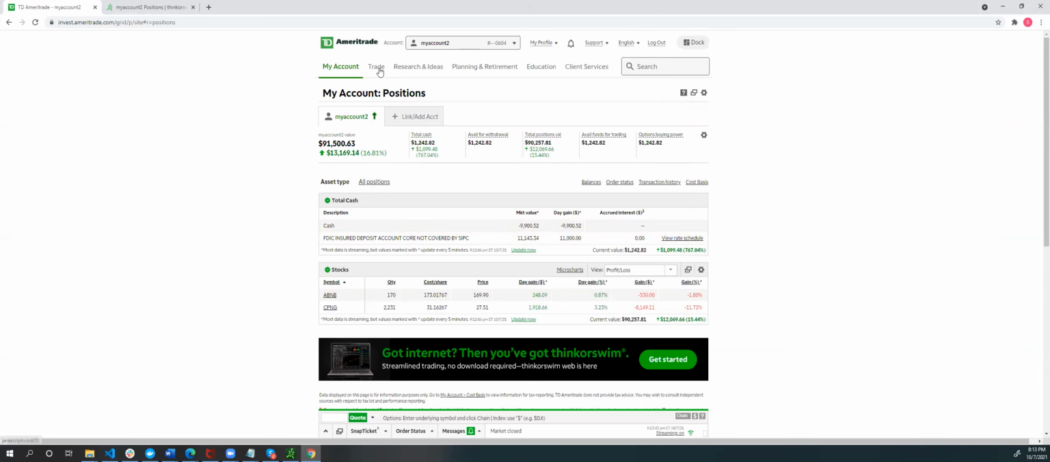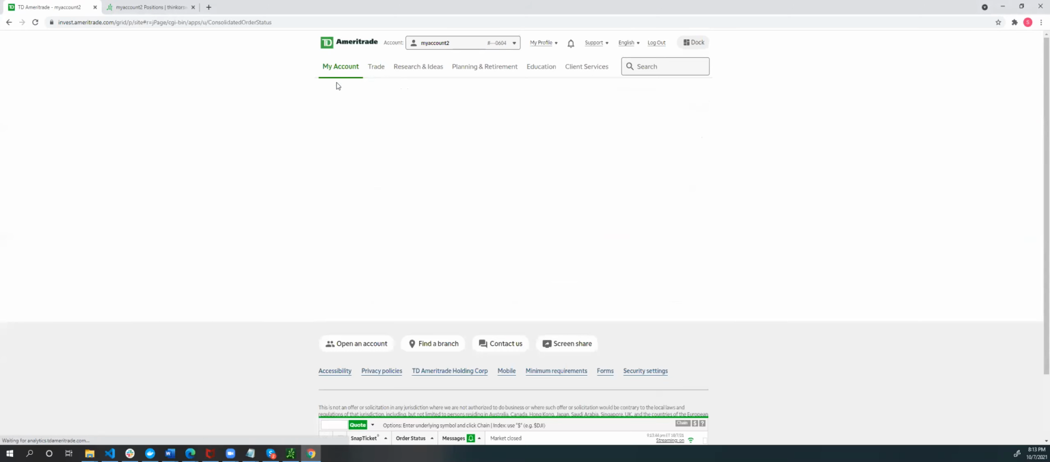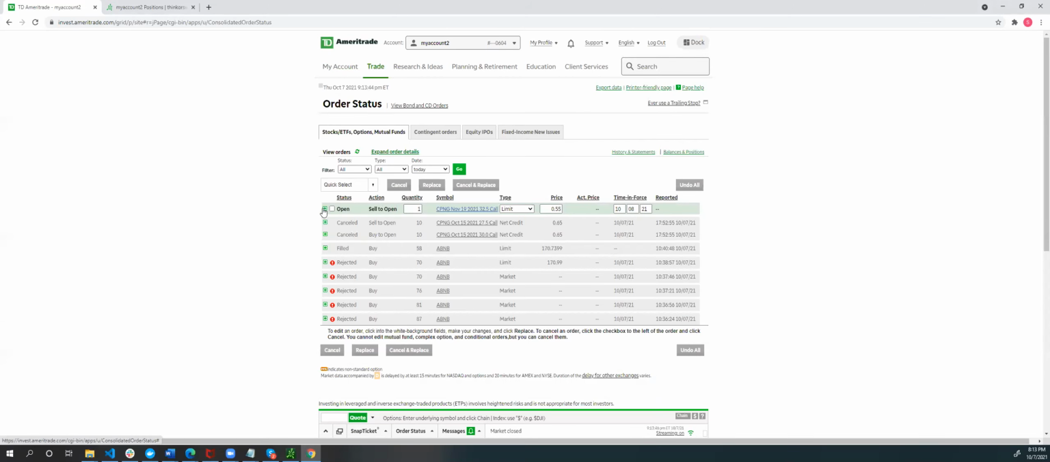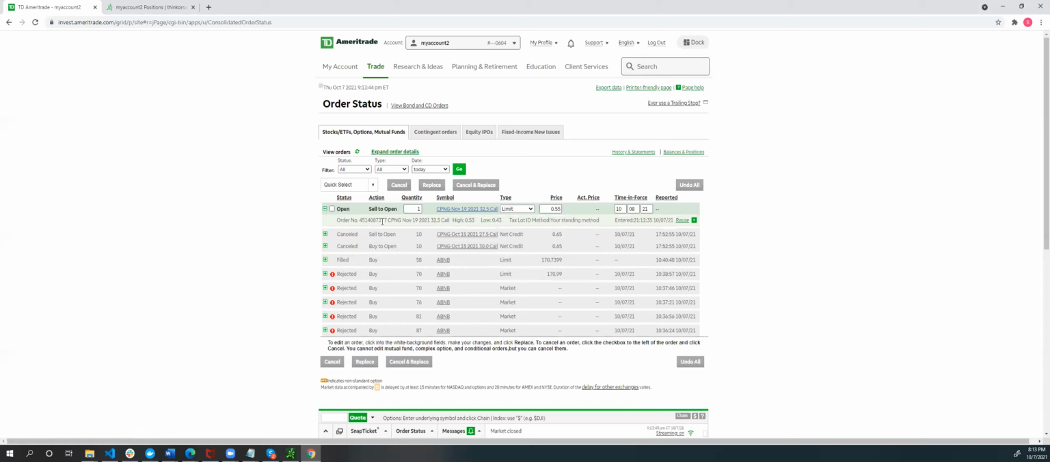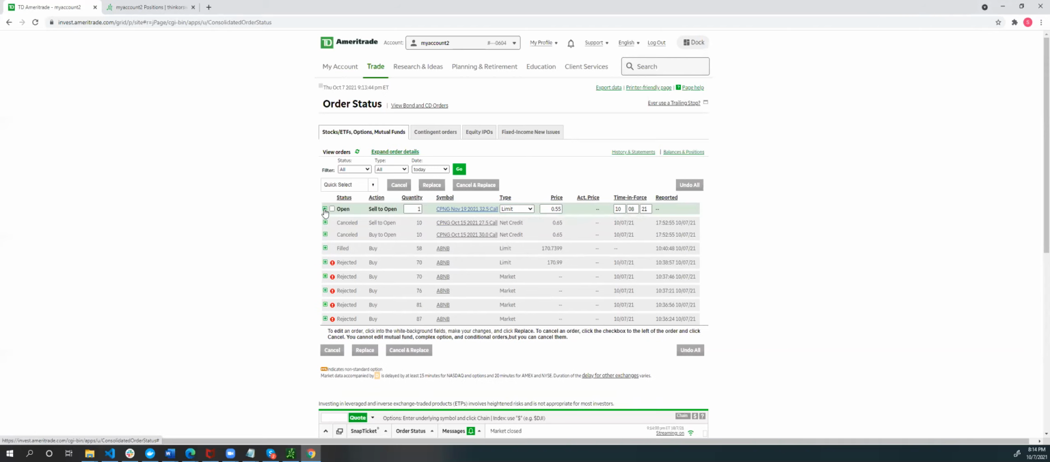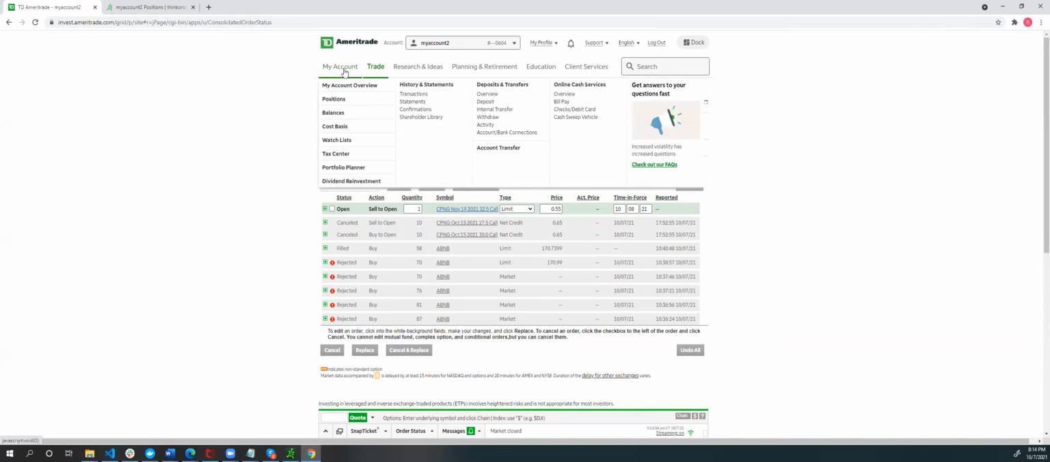So now that we placed the order, if I go to my order status, it's open. So tomorrow morning, it will get executed if it actually hits that, right? Tomorrow, even if it goes up a little bit, most likely it will get executed. So that's one way to do this.